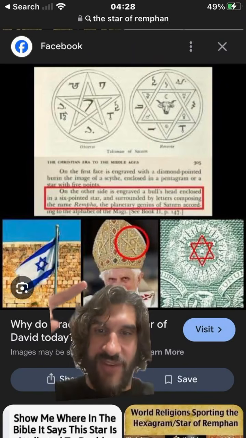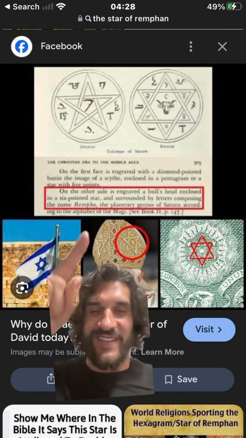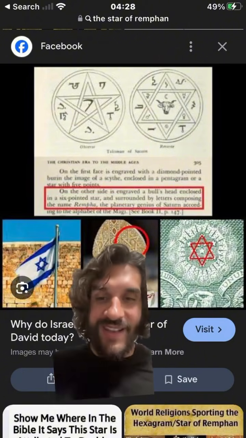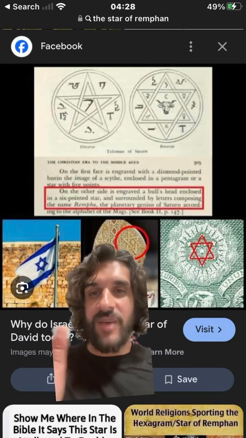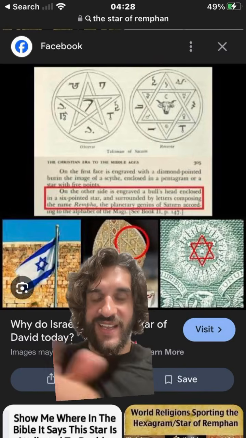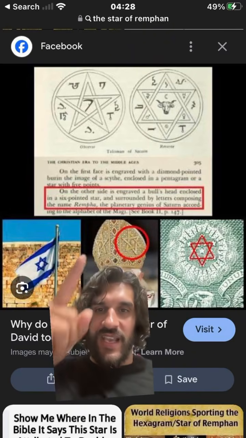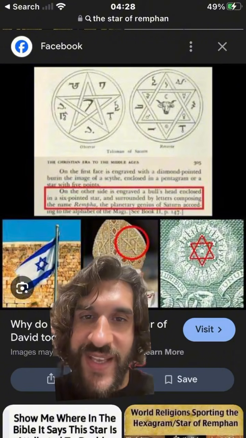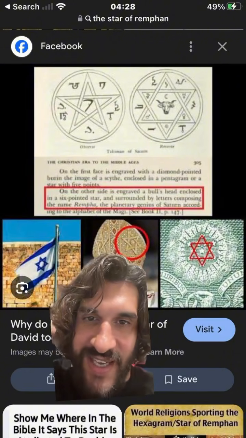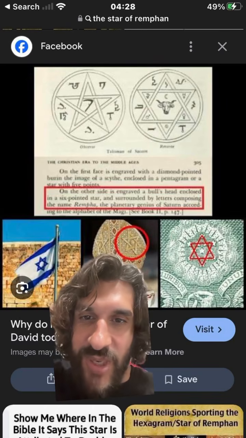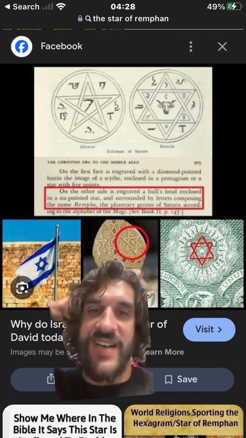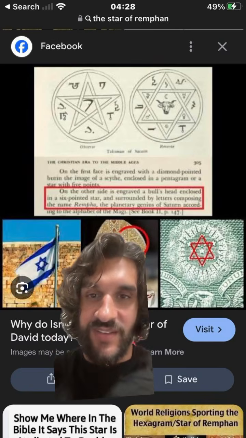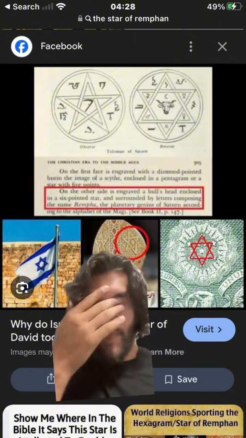And this guy freaks me out right here, the way he looks all the time. Every picture is like always. But anyway, him wearing that symbol. And then right on the back of your own dollar bill, where it says New World Order in Latin, with the all-seeing eye of Ra on top of the pyramid, right on top of an American dollar bill, okay? You can find that star also up there. And if you read this squared section up here, you can screenshot it. It says, on the other side is engraved a bull's head enclosed in a six-pointed star and surrounded by letters composing the name Rempha, the planetary genius of Saturn, according to the alphabet of the Magi. Right up there at the top, that symbol's tied directly into Baal the Bull, okay, and Saturn worship.